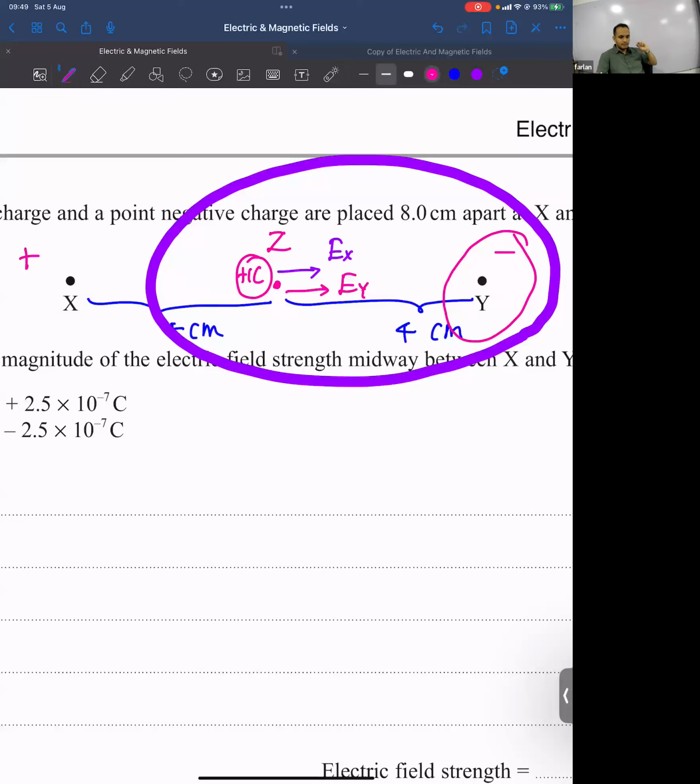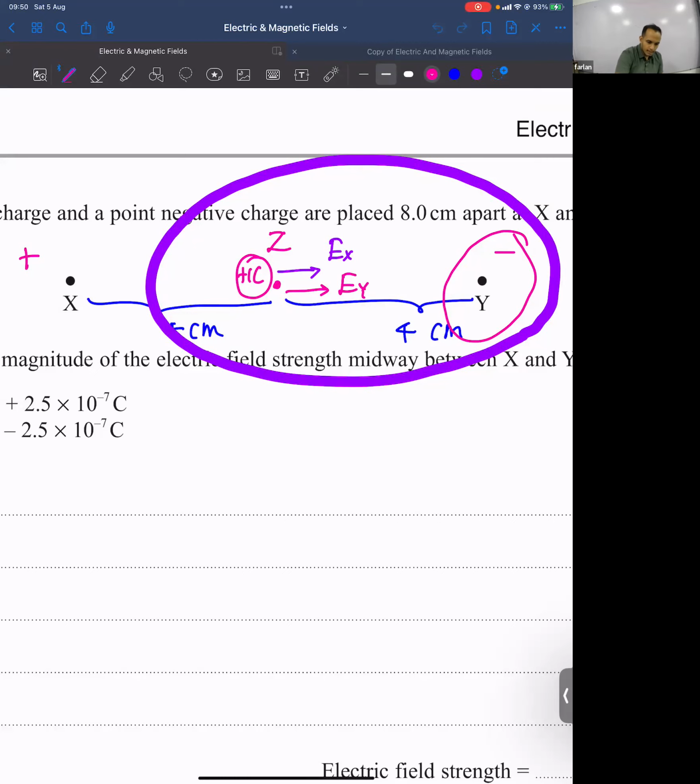Yeah, but darling, the definition of electric field strength is the force per unit positive charge. So if you want to know the electric field strength at Z, you should imagine a positive charge, plus 1 coulomb, kept at that point. Which way will that force act? Stick to the definition. Electric field strength means how much force acts per unit positive charge. So due to both X and Y, the electric field strength is to the right.